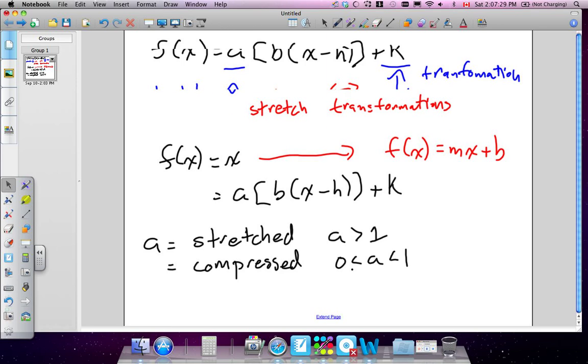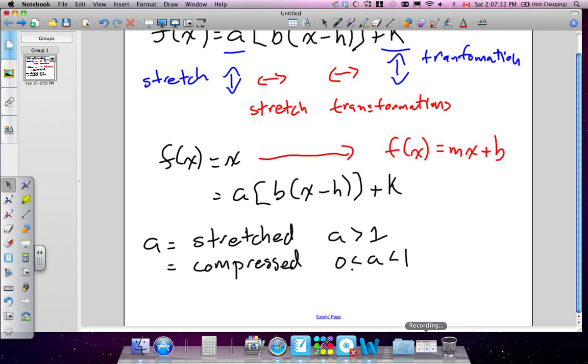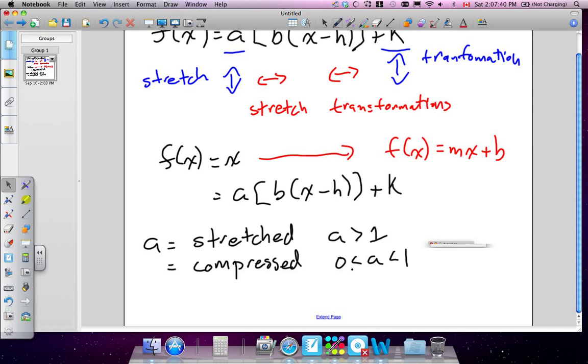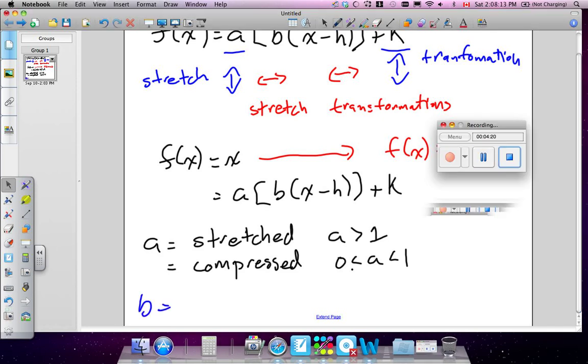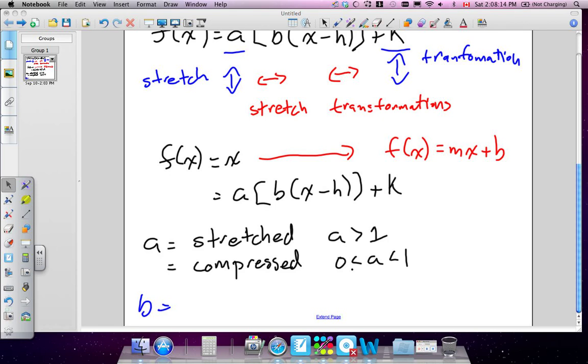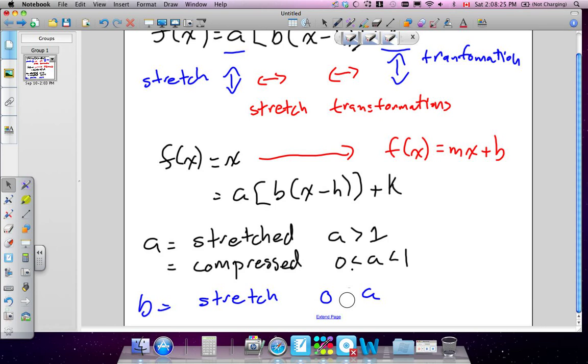What's the next one we have? So now, it's for the x's, right? So do you multiply or like divide it by the number? What do you mean? When B is stretched and compressed, it's a little different. B, a stretch, is when B is greater than 0 and less than 1. So it's the opposite for B.